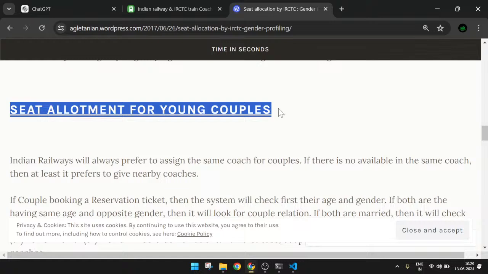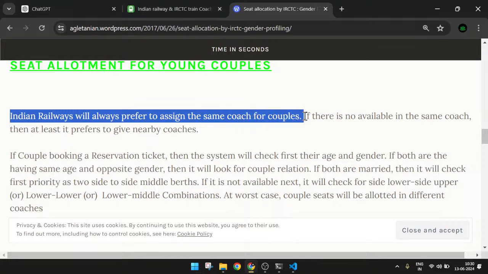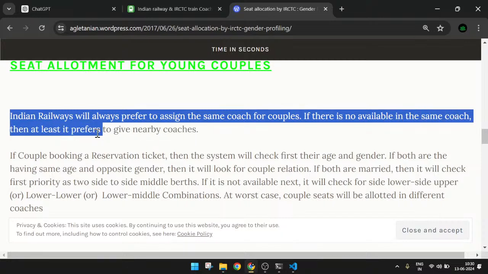Ooh, young couples. Nice. This interests me. Indian Railways will always prefer to assign the same coach for couples. If there are none available in the same coach, then at least it prefers to give nearby coaches. Okay.